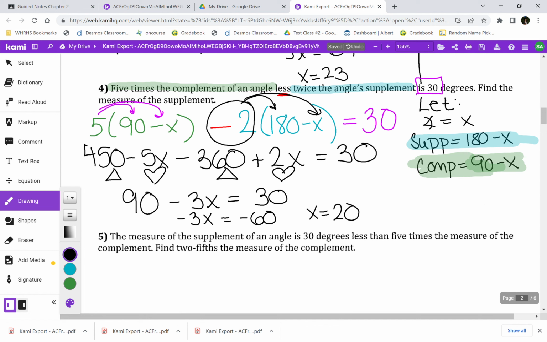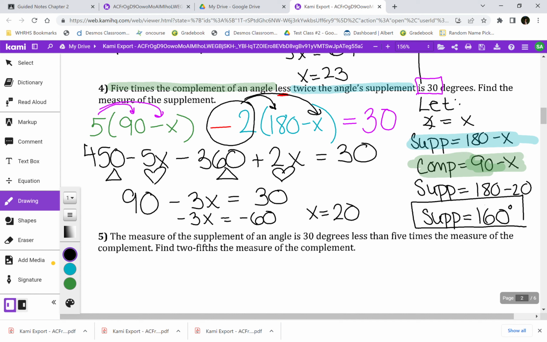Jeff, what does x represent? The angle. The angle, you got it. All right, someone tell me, what am I asking you to find? Not the angle. Not the angle. Chris, right? Tell me, what am I asking you to find? Supplementary. Good. How do I find the supplement? You do 180 minus 20. You got it. So our supplement is going to be 180 minus 20. So our supplement is 160 degrees. That is our answer.